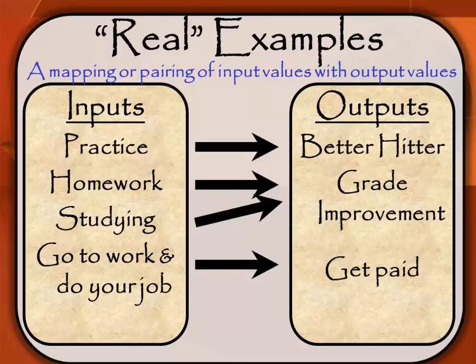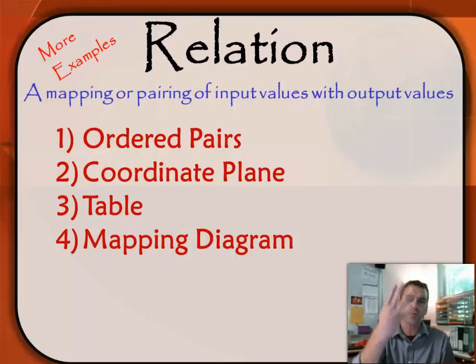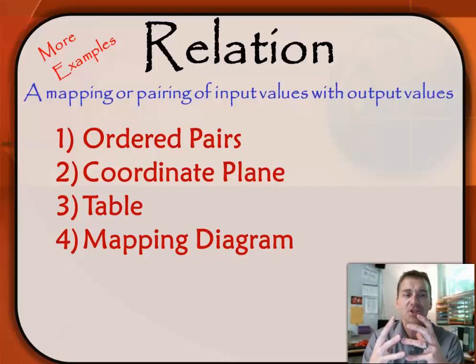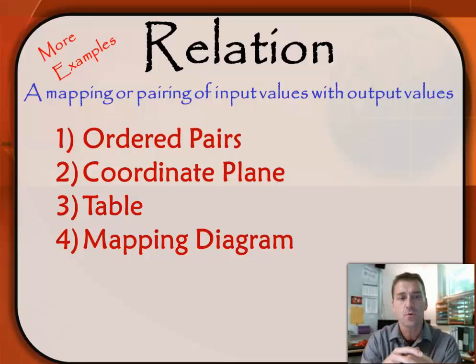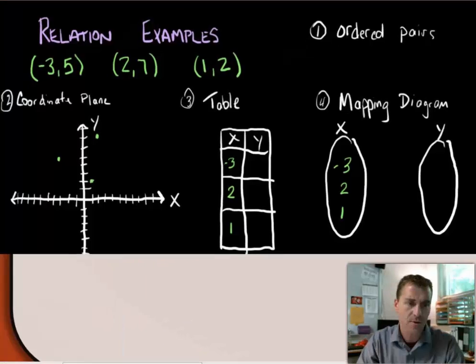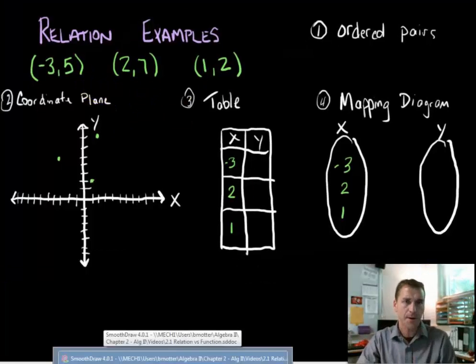But let me pull this full circle, because there are four ways that you're going to see relations given to you. One is ordered pairs. The second one you see is a coordinate plane. The third one is a table, and the fourth one is a mapping diagram, which I just described to you. So let me cut to something so I can show you exactly what that's going to look like. Here's an example.